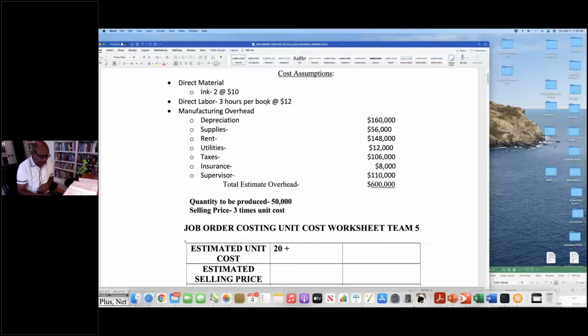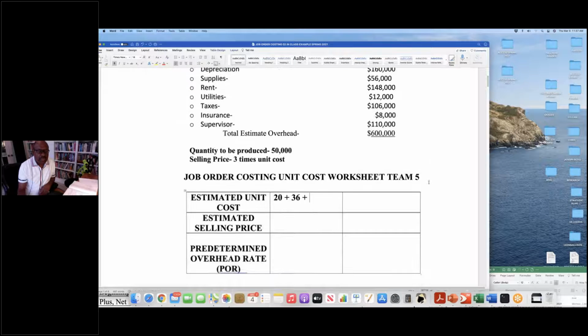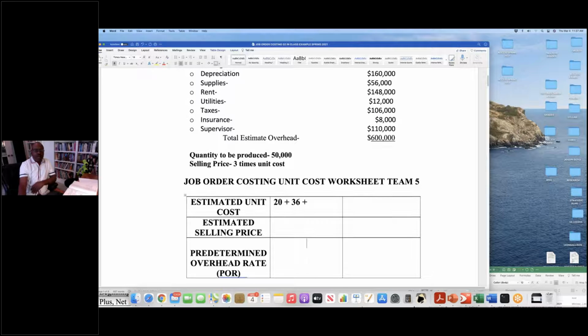Plus what? The labor, which is what? 36. Which is going to be the 3 times the 12. So that's the 36. And then we need the overhead. And we'll come back and get the overhead later. Let's go down here and get our POR. And we calculated POR. How do we do it?